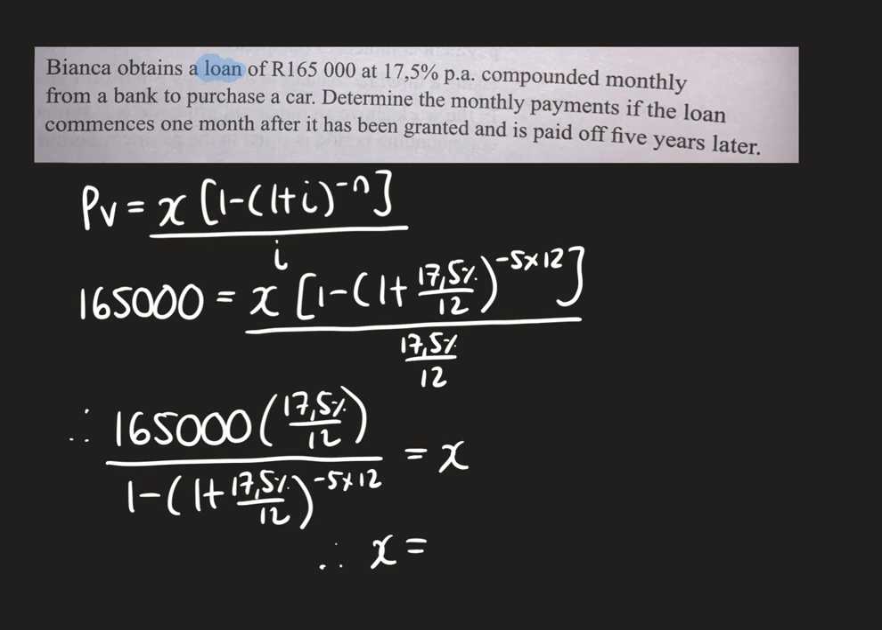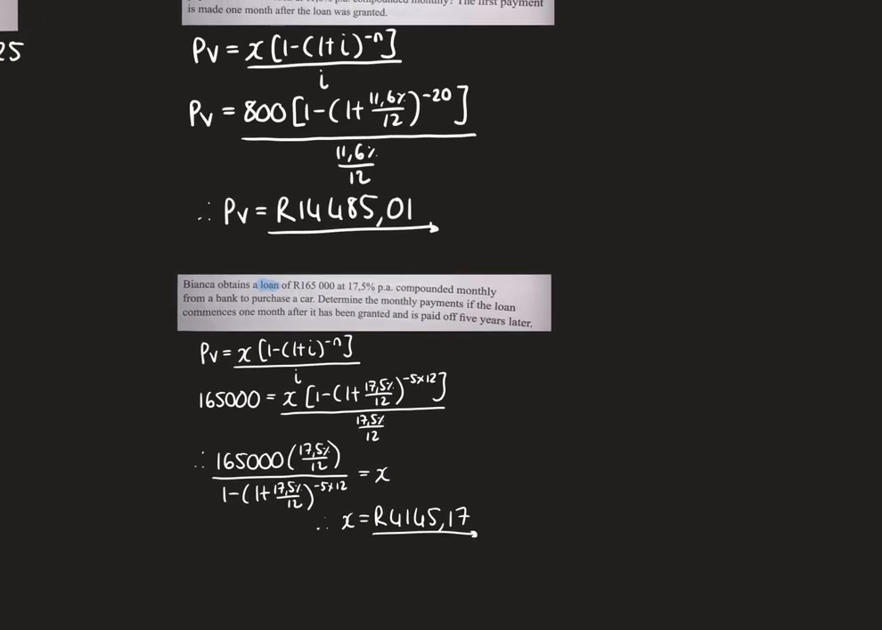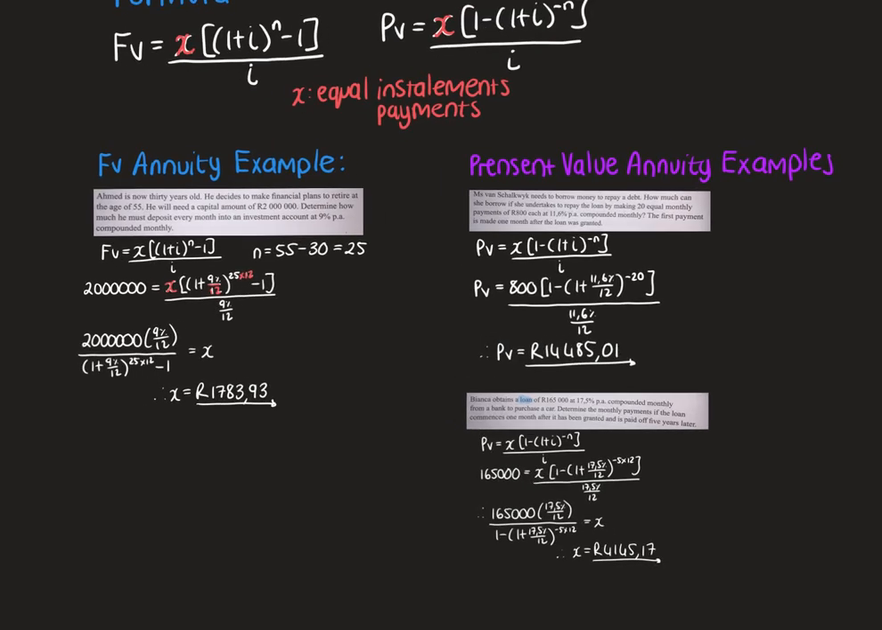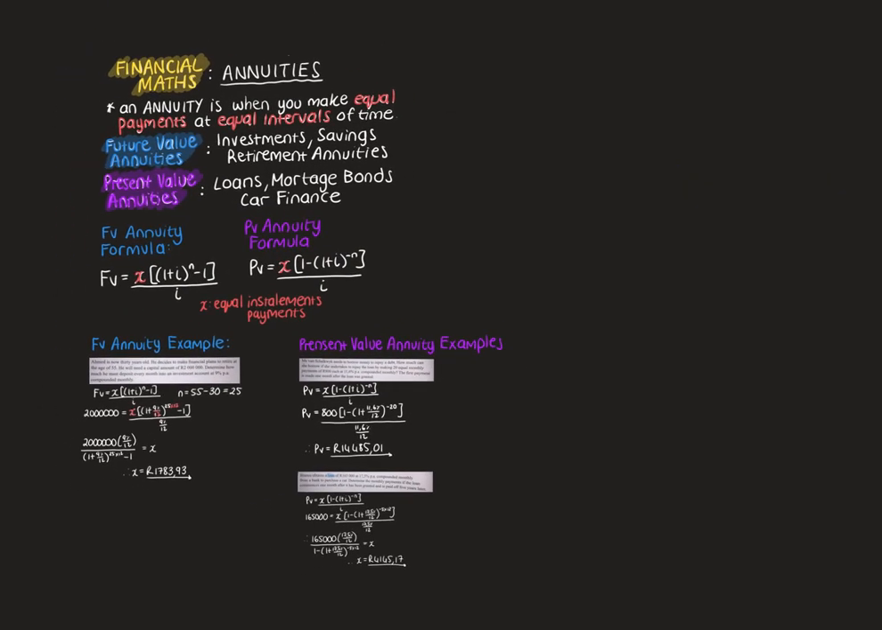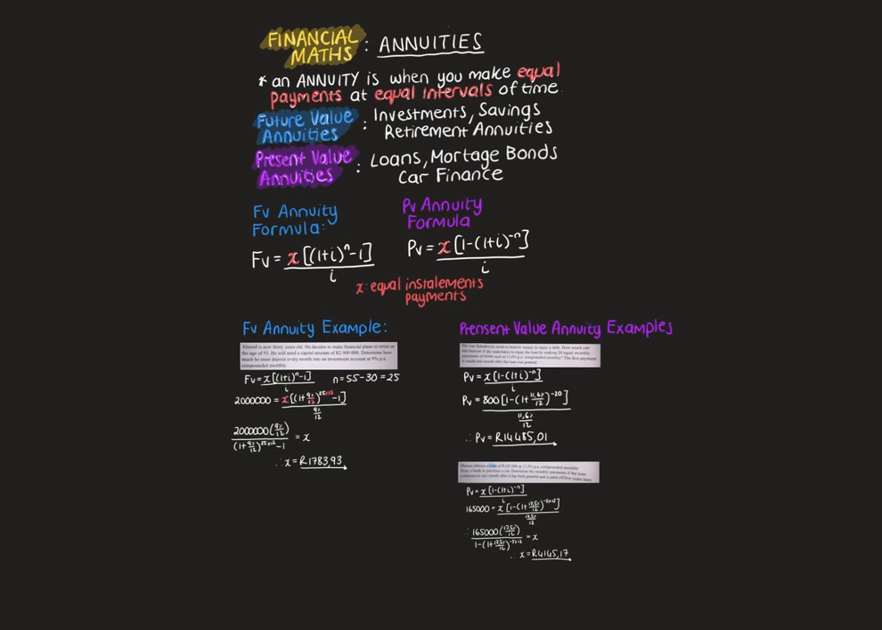X is going to equal 4,145 Rand and 17 cents. That is how much you need to pay monthly for the next 5 years in order to pay back this loan of 165,000 Rand. Great. Awesome, guys. So that is the types of annuities that you're going to be dealing with. Everything to follow, the other types of questions, will all be based on annuities. So this is the start. This is the foundation. I hope you enjoyed the video.